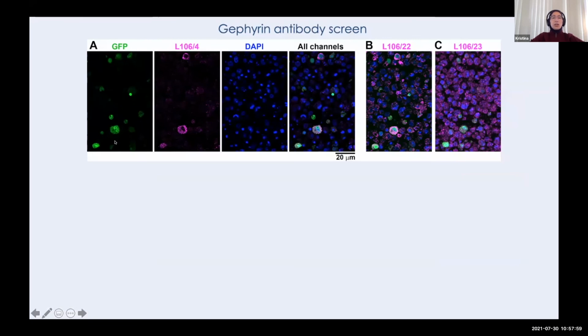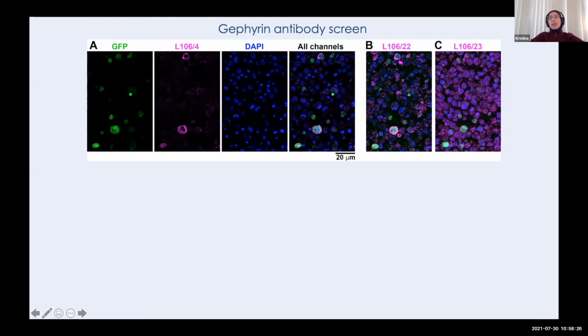These are COS cells that were pelleted, fixed, and embedded in LR White and then sectioned. You can see the GFP expression in some of the cells, and in this specific clone of the antibody that works, the brightly green cells are also labeled with the antibody and not much else is labeled, but there are a lot more cells. This is the DAPI staining, and here are all the channels.